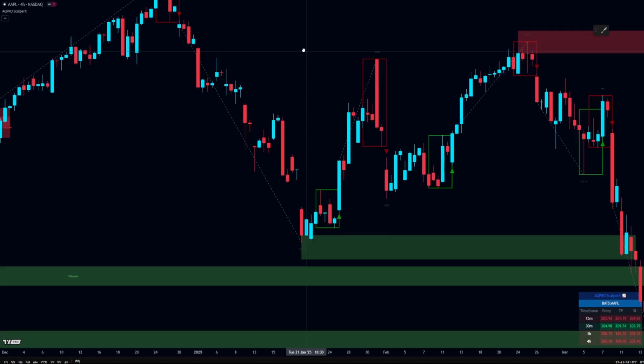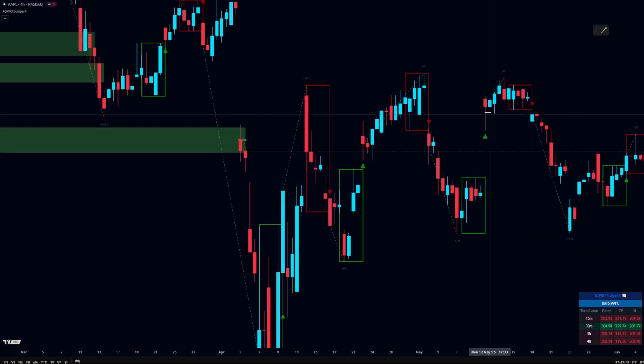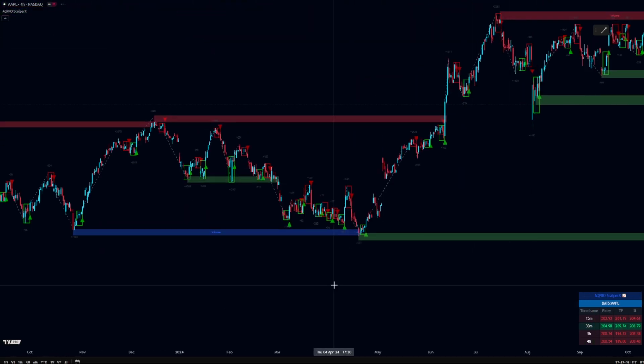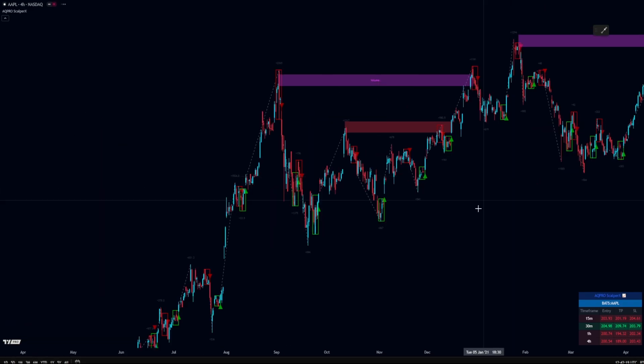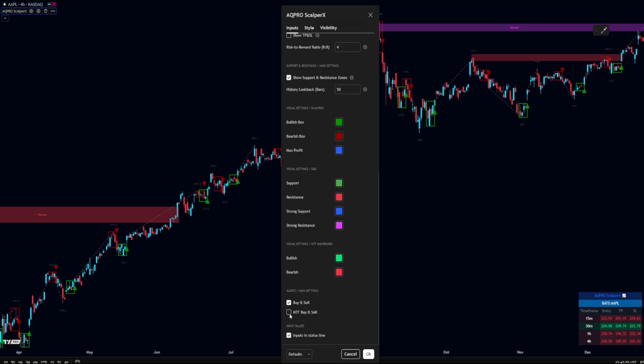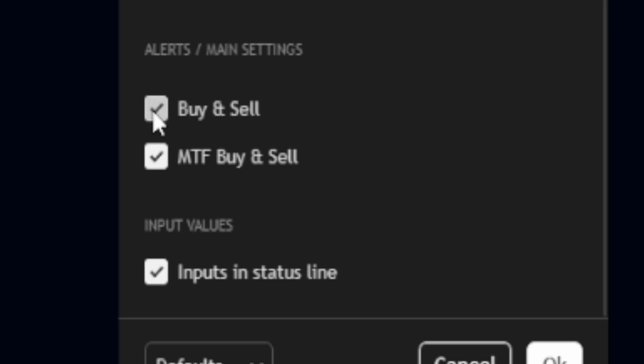Support and resistance zones. Dynamic zones are calculated based on pivot points, helping traders identify key price levels for potential entries and exits. Customizable alerts. Stay informed with real-time alerts for buy and sell signals, ensuring you never miss a trading opportunity.